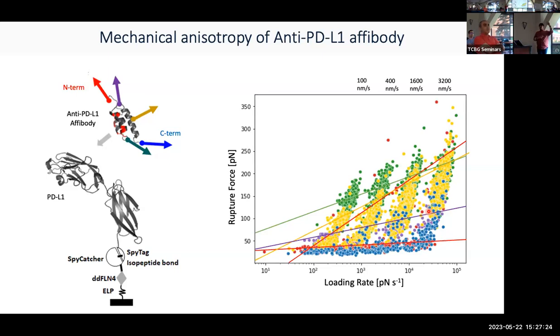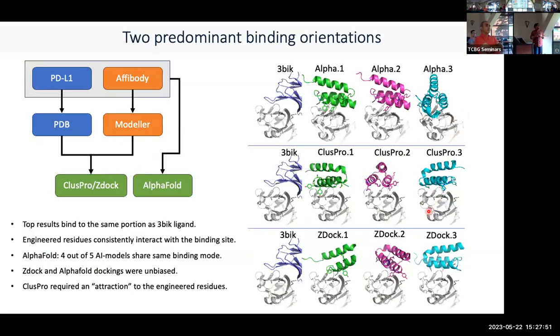Gotcha. So when you select a pulling point that you have in mind, you synthesize the affibody with a modified amino acid, one that you can react with your AFM probe. I see. Cool. Yeah, we didn't know: there is no structure of the affibody, and there is no structure of the complex. So the first thing we needed to do for this job was to put them together.